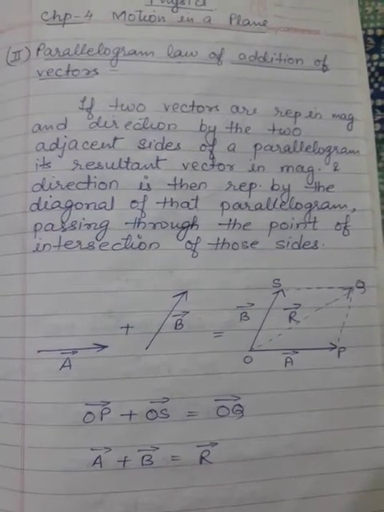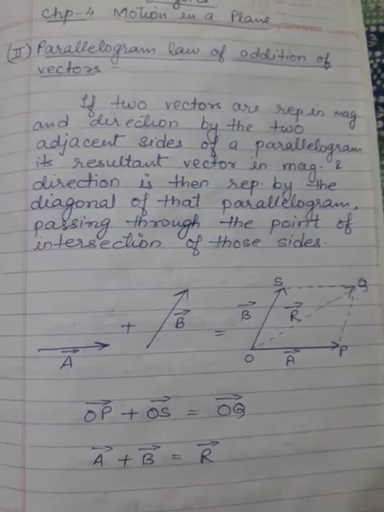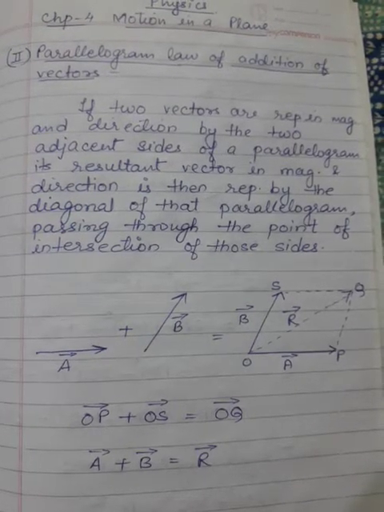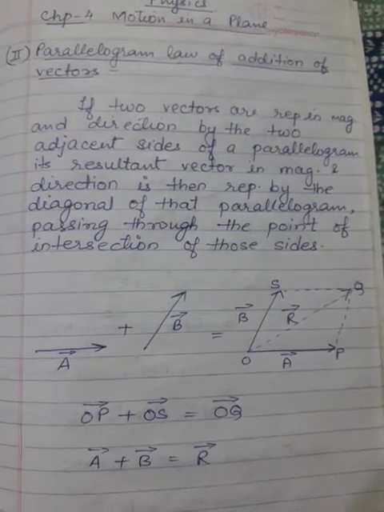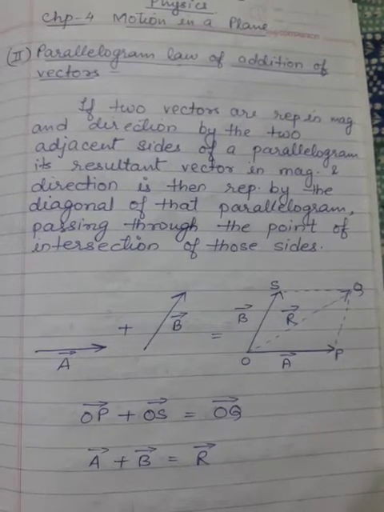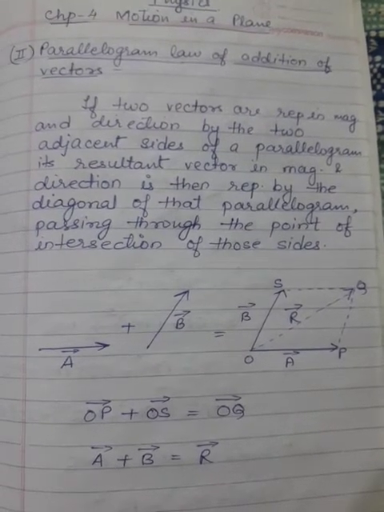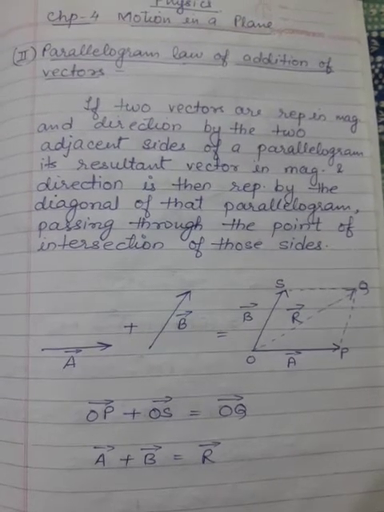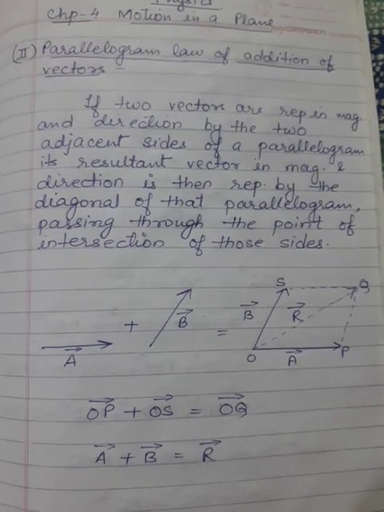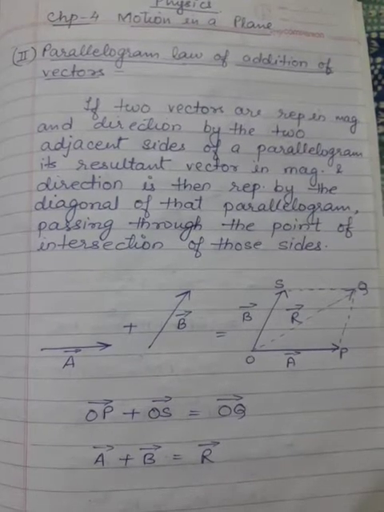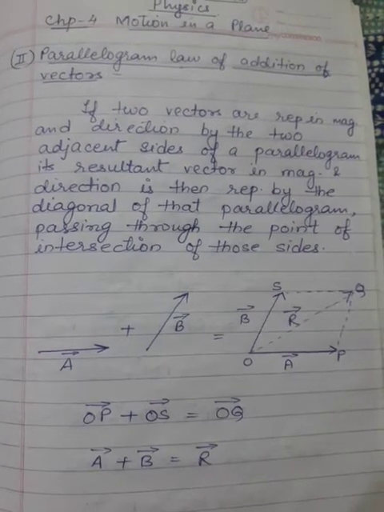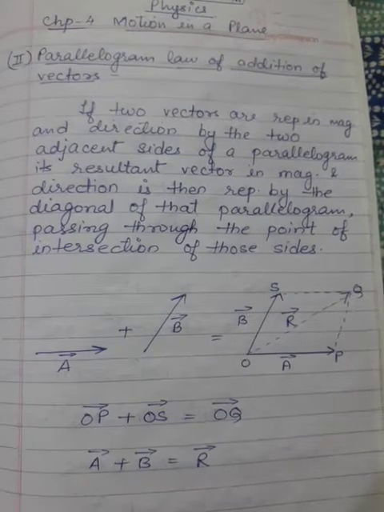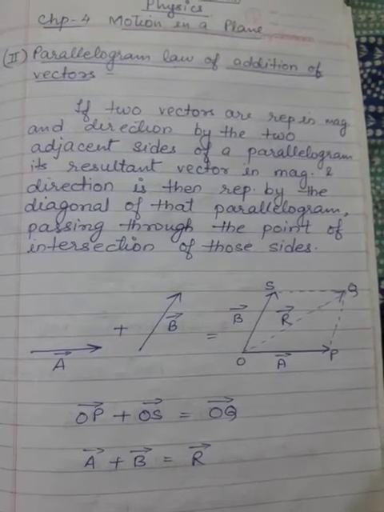Now, according to the law, if two vectors are represented in magnitude and direction by the two adjacent sides of a parallelogram, its resultant vector in magnitude and direction is then represented by the diagonal of that parallelogram passing through the point of the intersection of those sides.